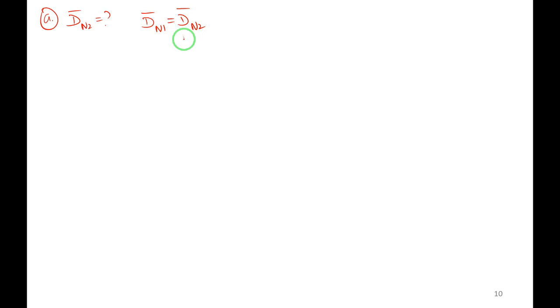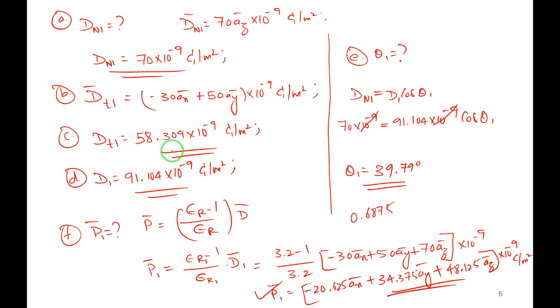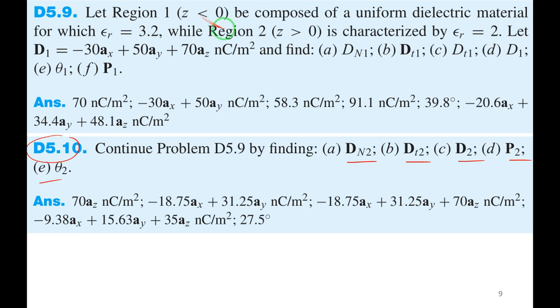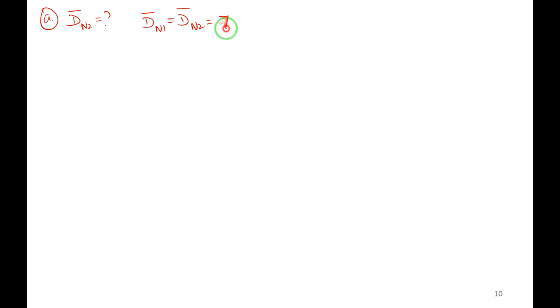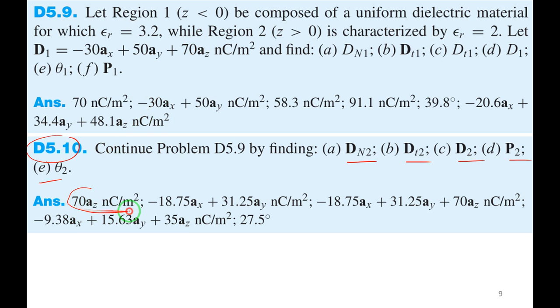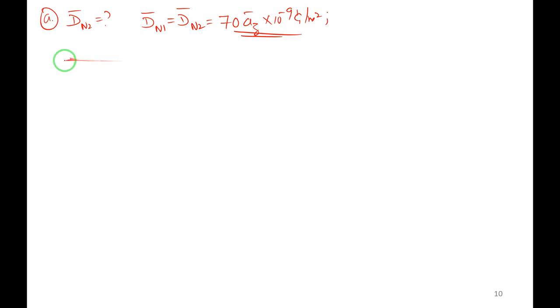So now what is dn1? Already we have found out here, right? dn1 is 70 az nanocoulomb per meter square. 70 az nano means 10 power minus 9 coulomb per meter square. That's all. Using the boundary condition, you should know what should be used, right? So 70 az nanocoulomb per meter square. This is over. Next, dt2, part B.